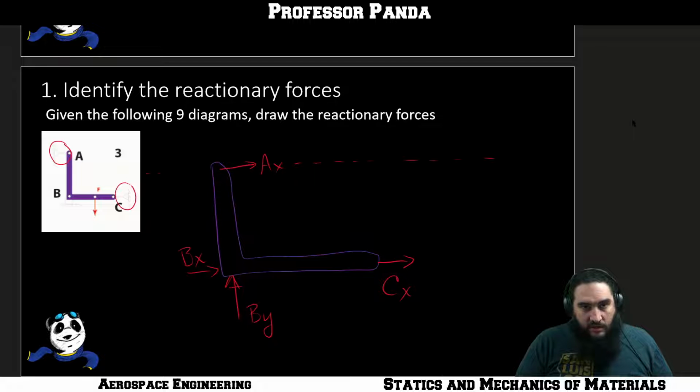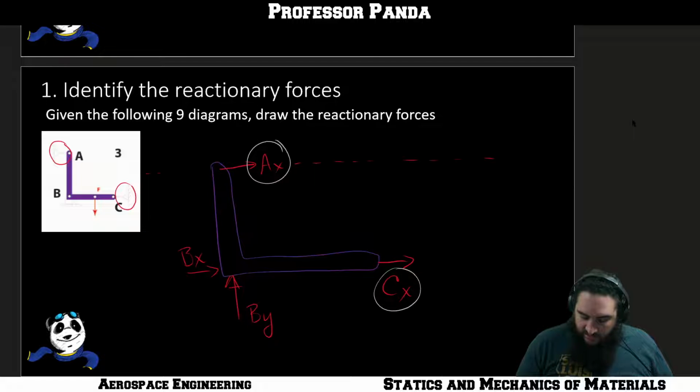Notice that here and here, the reaction point is coming from the left and coming from the right. When I draw a free body diagram, I don't try to guess what's happening there. I just assume that AX and CX are both going to be positive. I say positive because I'm operating under the assumption that this is my positive convention here. So positive X, positive Y, positive moments.